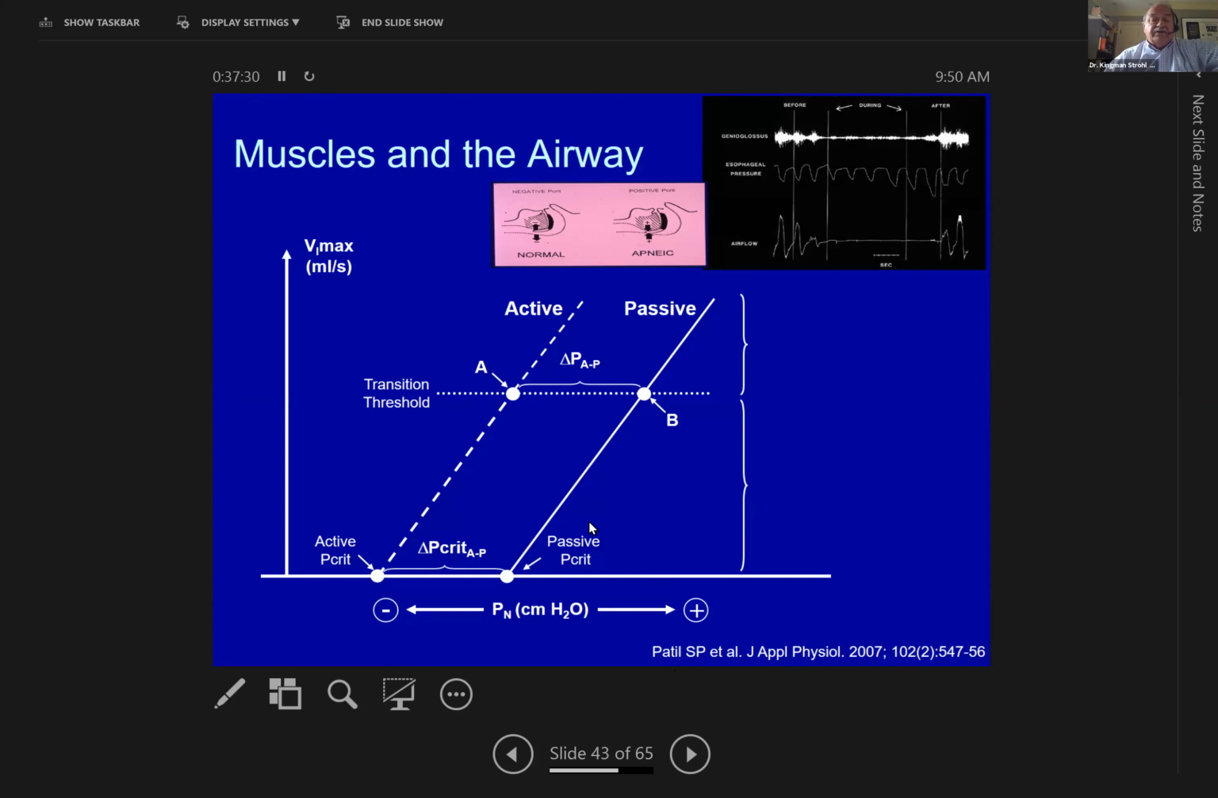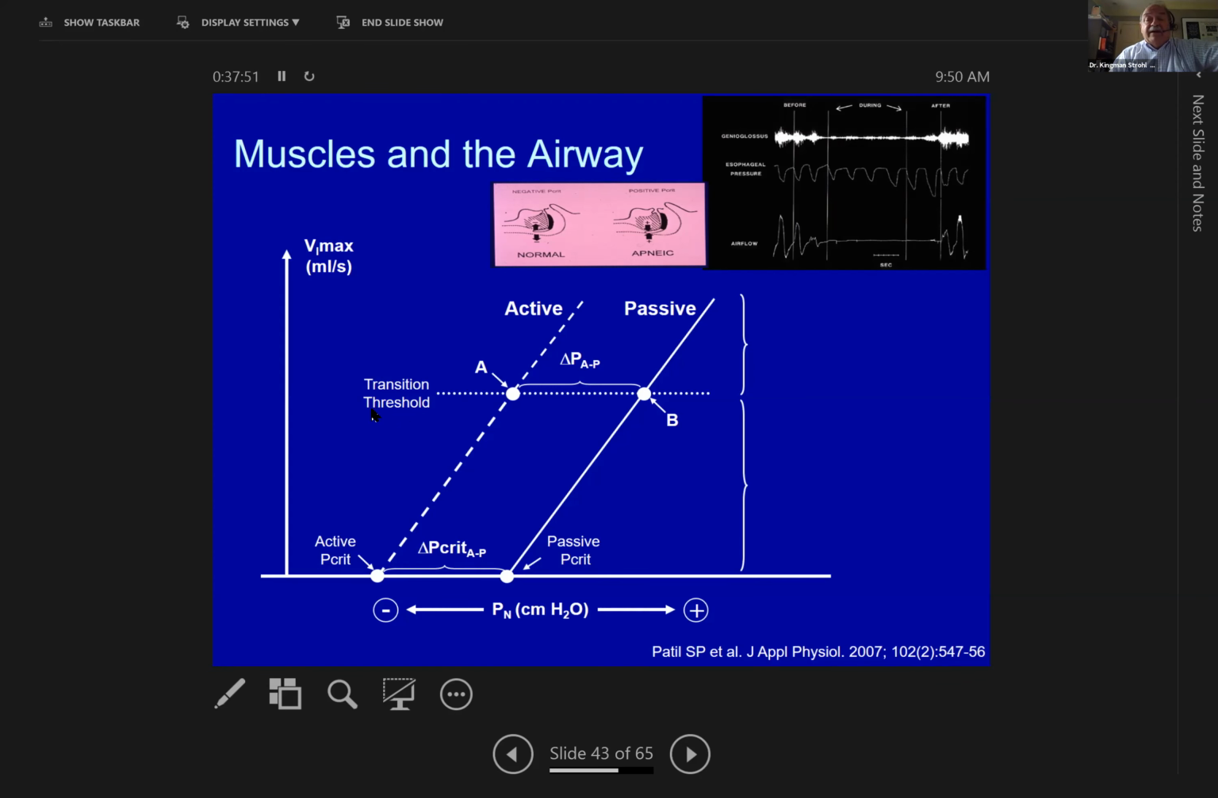And that really is what you want to do. You want to move this curve to the left. That's a little oversimplification, but that's what you want to do. So I showed you genioglossus, and everybody focused on genioglossus. I focused on genioglossus. In 1978, I measured the genioglossus.